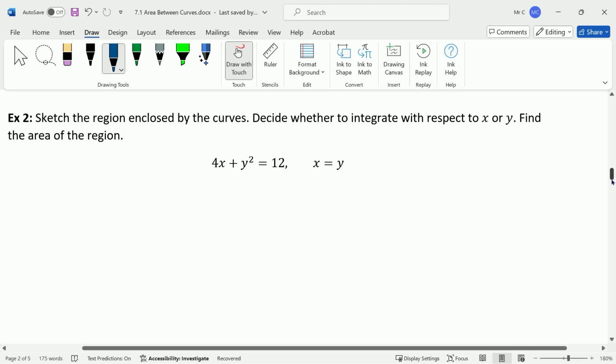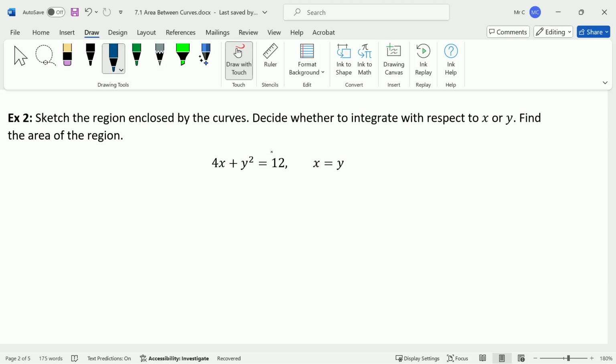Sketch the region enclosed by the curves, decide whether to integrate with respect to x or y, and find the area of the region. Okay, so this one is a little trickier because we don't have this first expression written as a clear function, x or y equals.